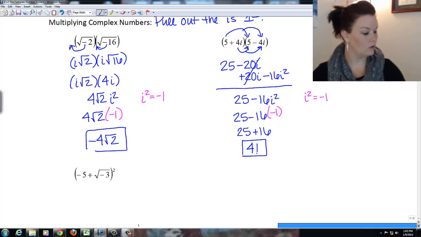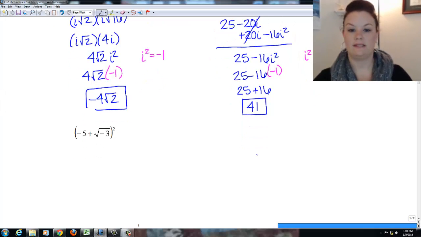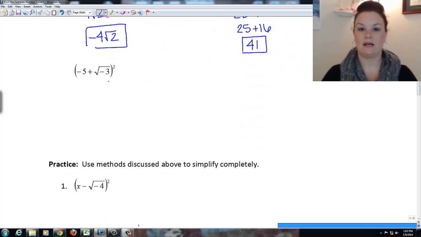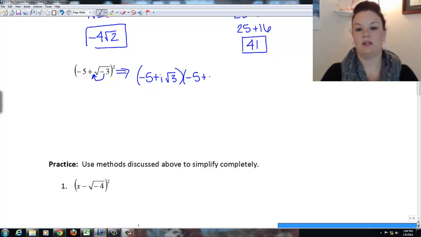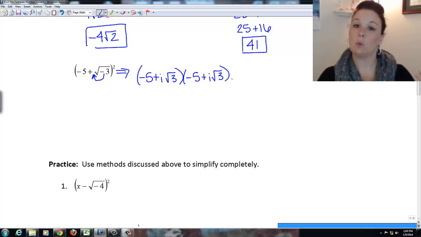Let me look at one more. On this next one, I want to go ahead and write this out and simplify it before I start distributing. Okay, I want to go ahead and pull out that negative as an i, and then I'm going to write this as 2 separate factors. So I'm going to write this as -5 plus i square root of 3 times -5 plus i square root of 3. So when I square a quantity, remember I'm doing that quantity times itself.